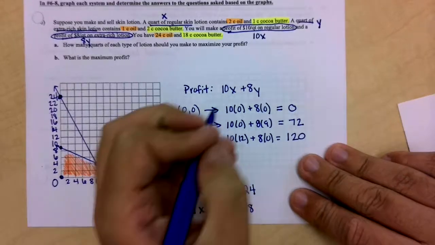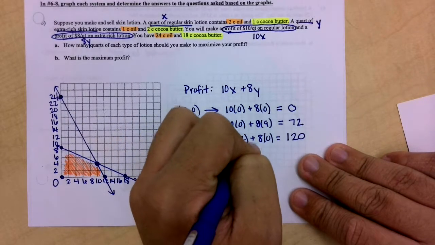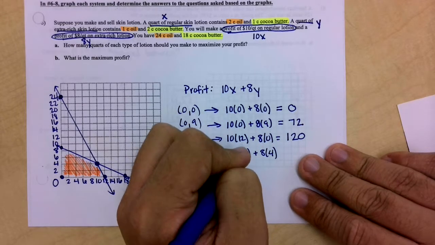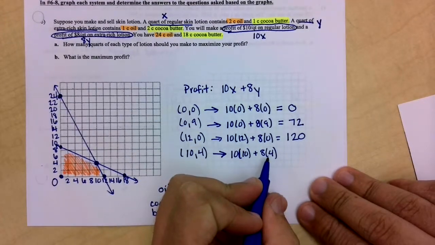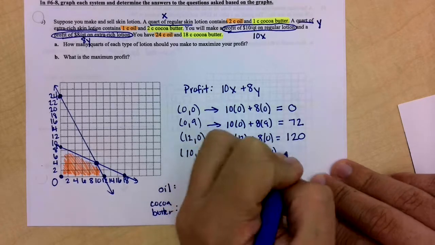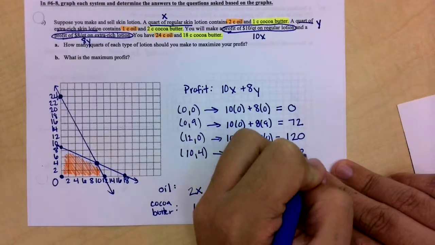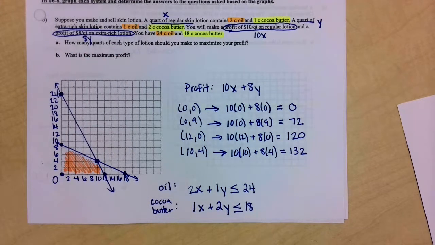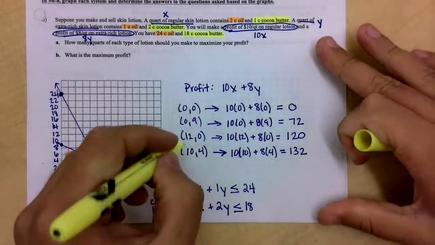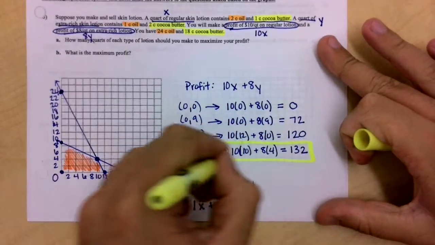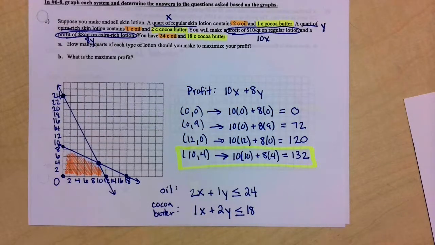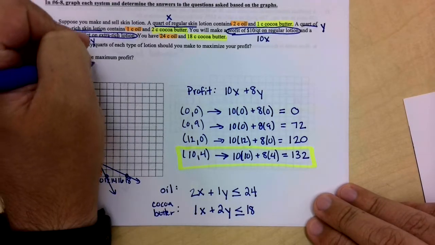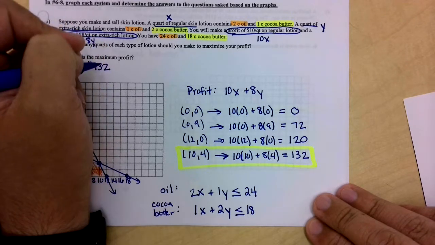Then here, plugging in 10 for x, 4 for y. This is going to make 100. This makes 32, so 132 combined. It said my goal was to maximize, so I want the biggest one. I get that. So the maximum profit was $132.